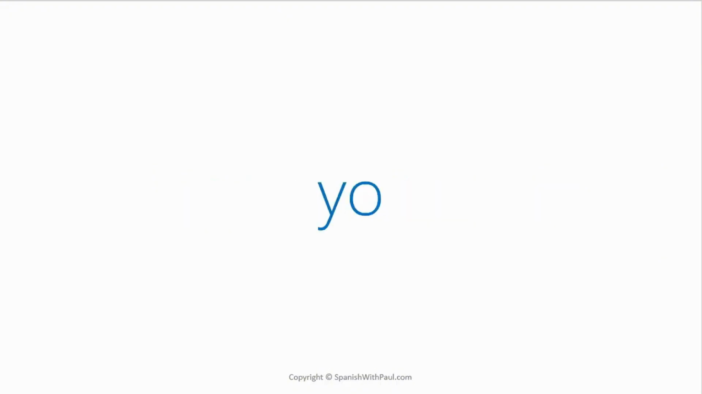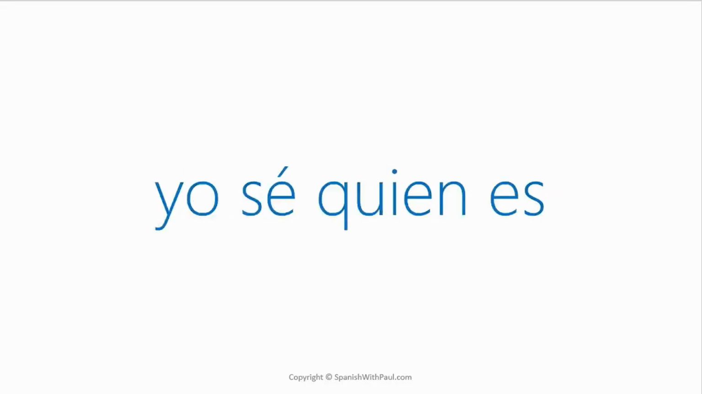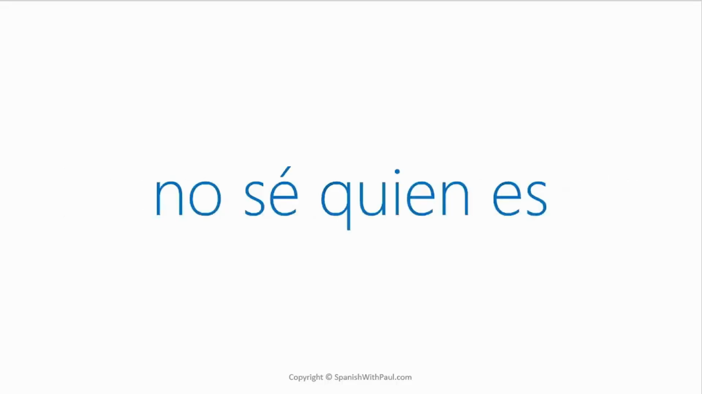To make that explicit or stronger and say I know who it is, the pronoun is yo, and it comes at the front of the phrase. So I know who it is, making it explicitly clear or just more emphatic that you're really stressing that you know who it is. It would be yo sé quién es. Yo sé quién es. How would you say I don't know who it is? No sé quién es.